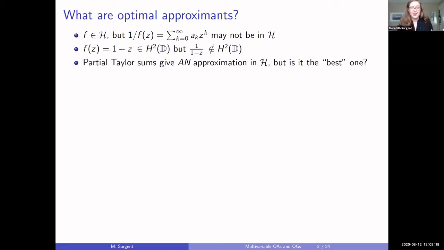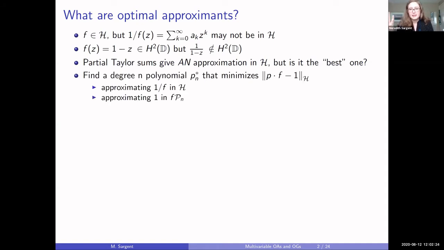That means we should also talk about what we mean when we say best, because there are a couple different ways. When I say best approximant here, the optimal approximant, I want to find a degree n polynomial, Pn star, that minimizes this norm, p times f minus 1. You can think of this as approximating 1 over f in your function space, or you can think about it as finding the closest point to 1 in the subspace f times the degree n or less polynomials.